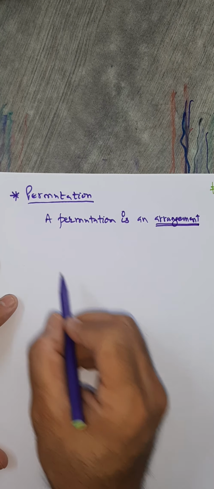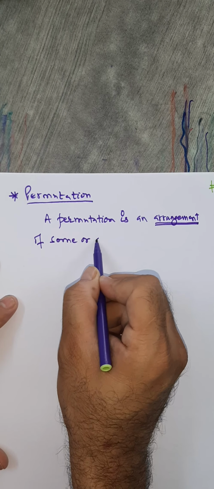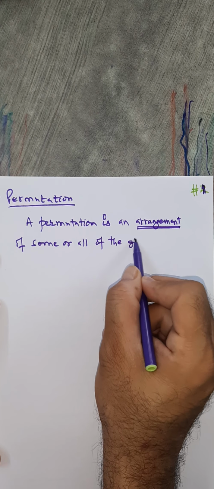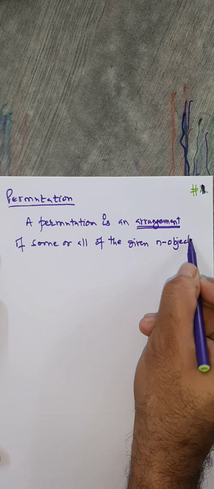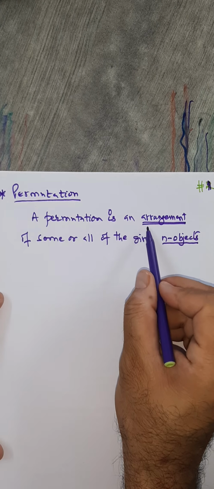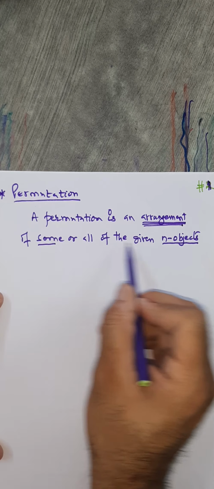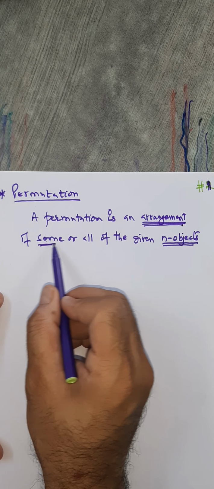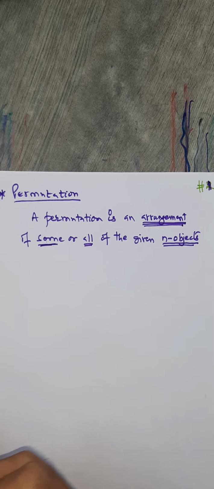Arrangement of some or all of the given n objects, given n objects or elements. What's a permutation? It's an arrangement. You can take some of the objects. If you are given 3, you can take 1, 2 or all 3, remember. So we've written some or all of the given objects.